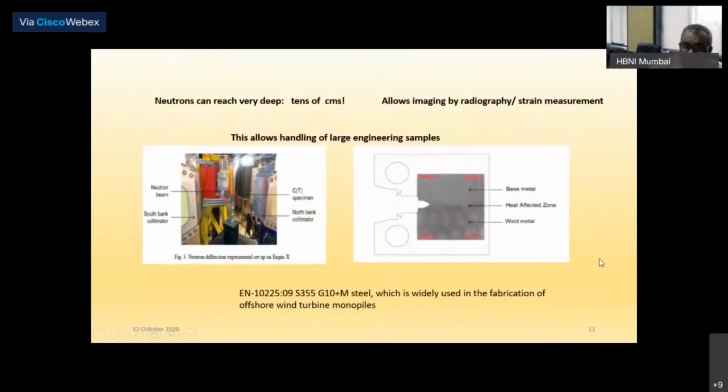But this is just for showing you the strength of neutron. In this talk, because we are mostly looking at neutron scattering techniques, I will not be covering the neutron imaging techniques, which is neutron radiography. But another important thing is about strain measurement.